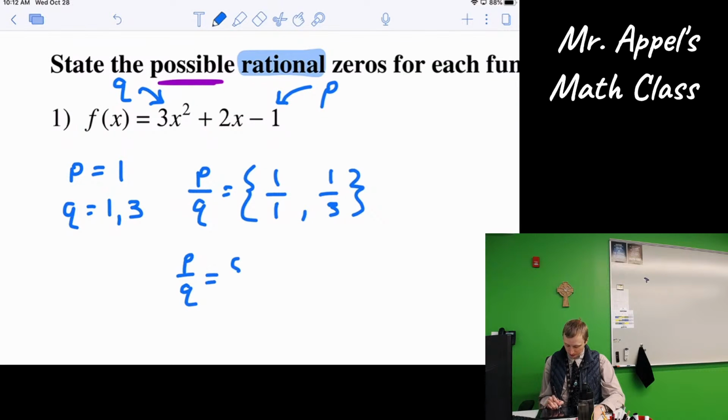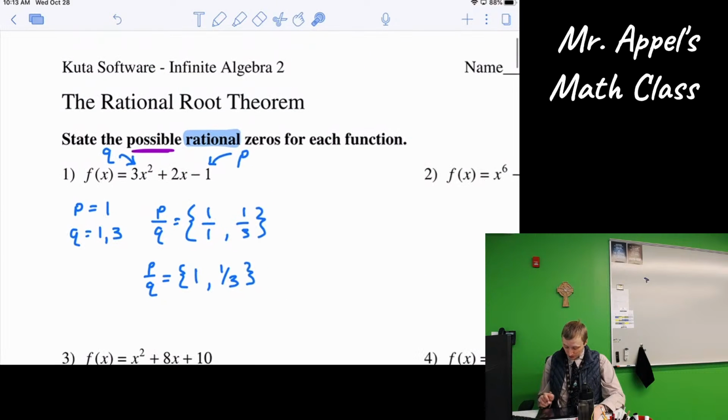And go ahead and reduce those numbers. 1 over 1 is 1. 1 over 3 is still 1/3. And it wanted just to state the possible rational zeros. That's it. That's my answer. Okay?